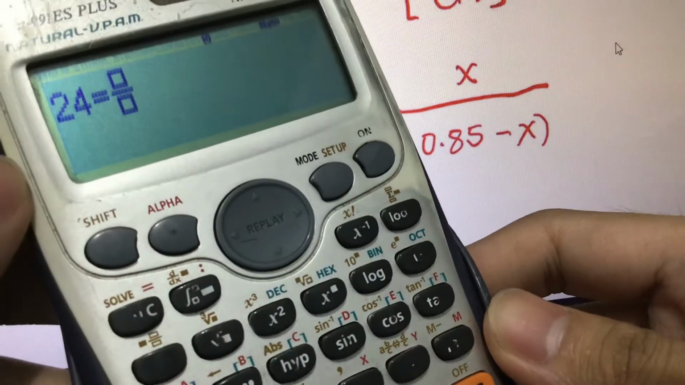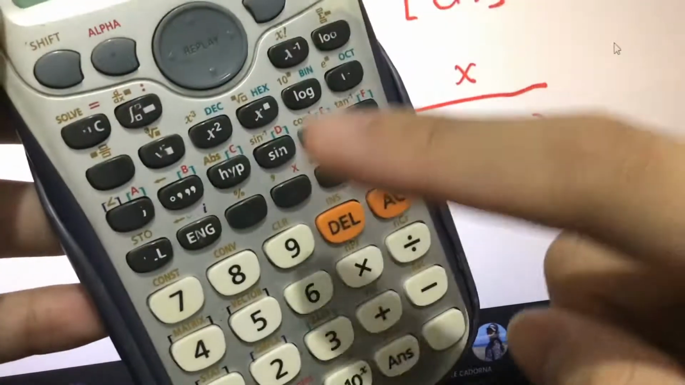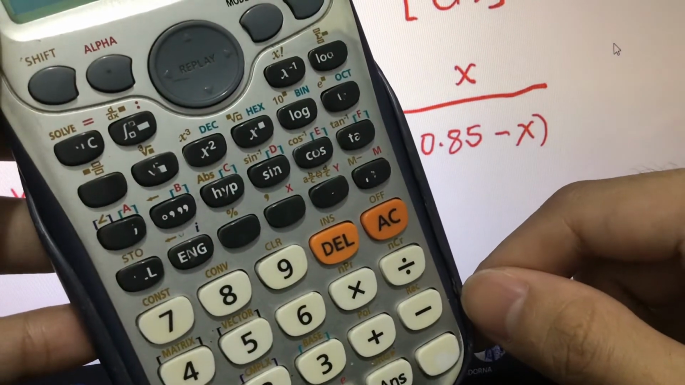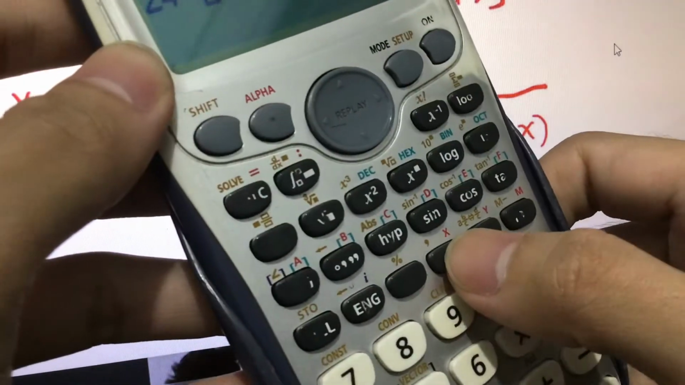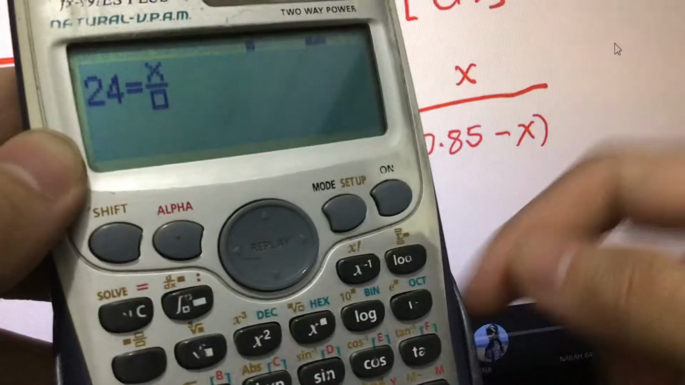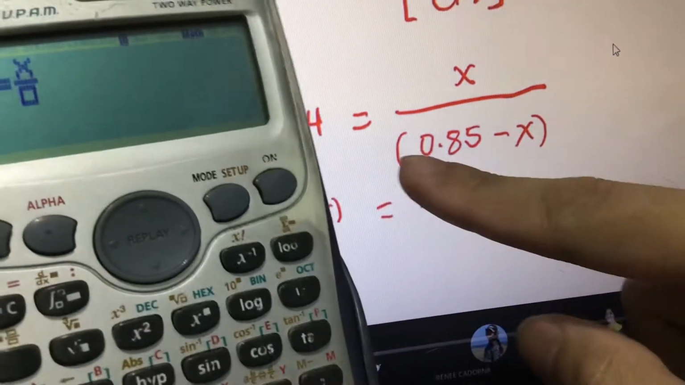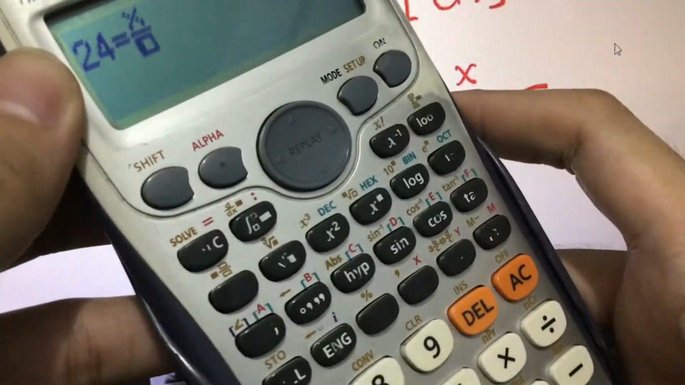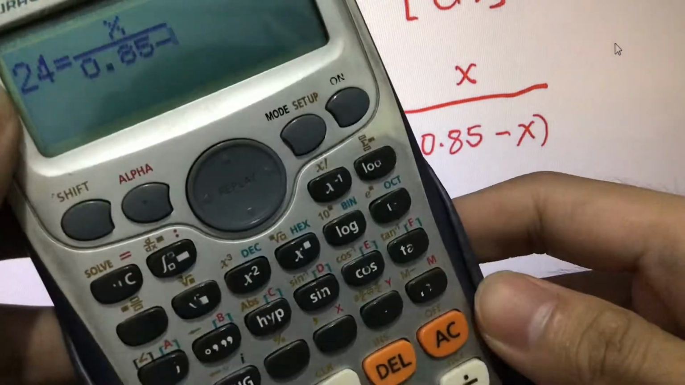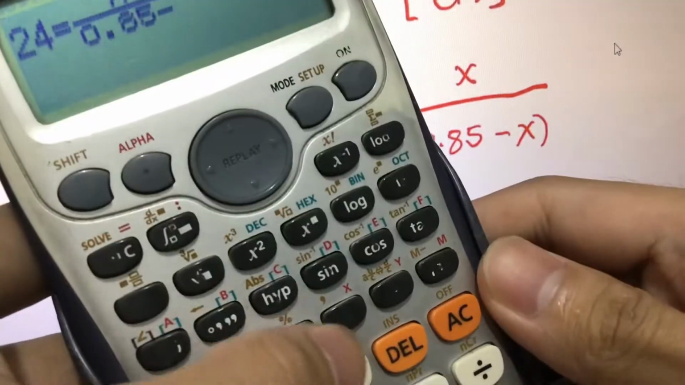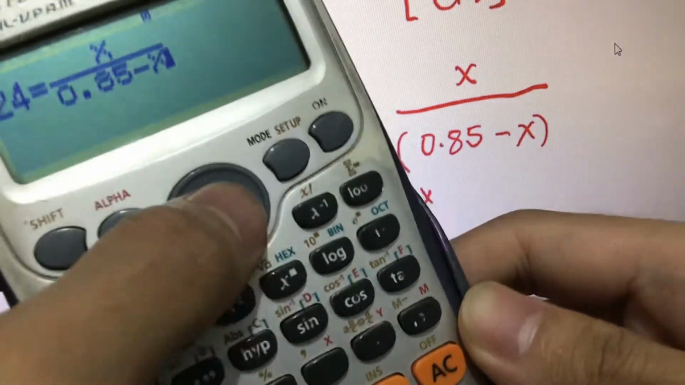Then let's plug in this fraction. How are you going to place the value of x? Just look at your calculator and look for the red x. Okay, so this is the red x. You press alpha and that red x to access the x. That will be on the numerator. On the denominator, we have 0.85 minus x. You do the same: 0.85 minus x, so we have to press that red x. Just press alpha, then x.